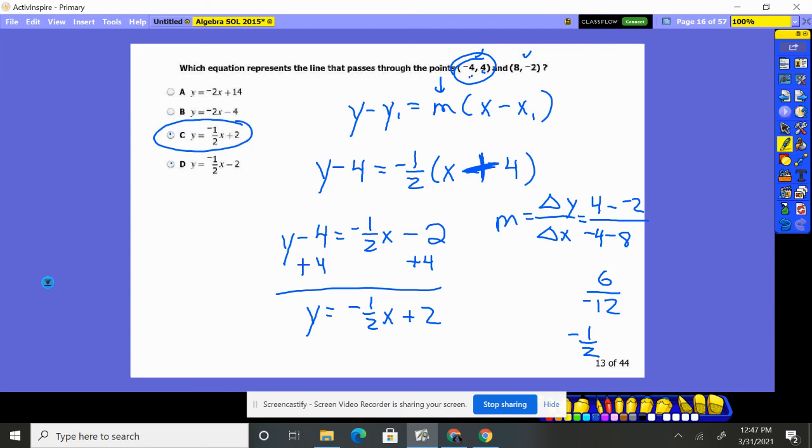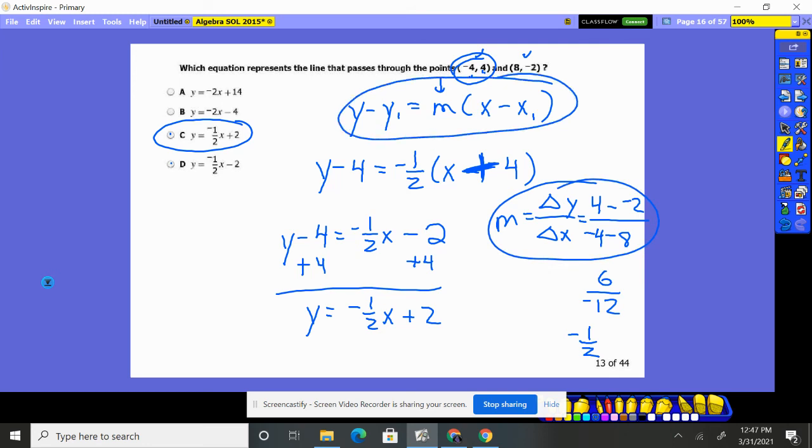Now, I know that's a difficult problem, remembering how to do all that. But that's why we practice things. We have to practice to get them to sort of stick in our head and make sense to us. So you have to remember how to find slope, and you have to remember the point slope formula. If you remember it, all you have to do is find the slope, and then everything else falls into place.